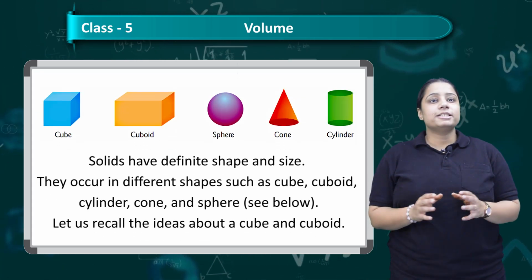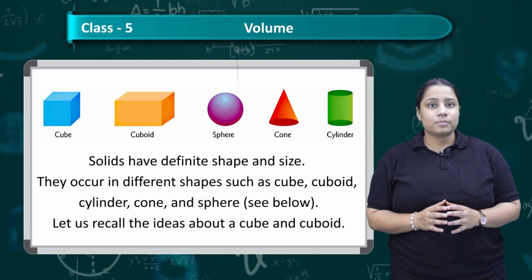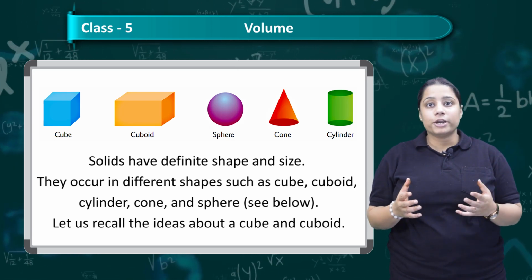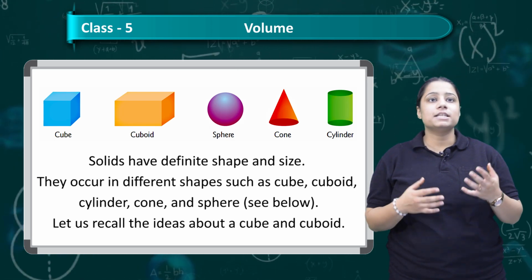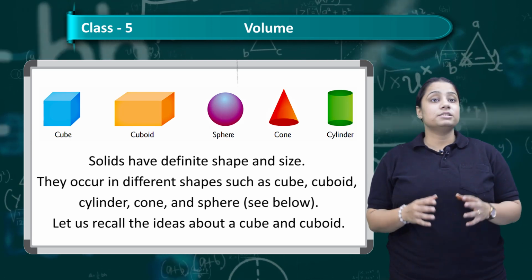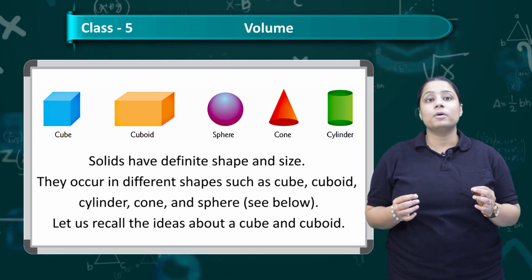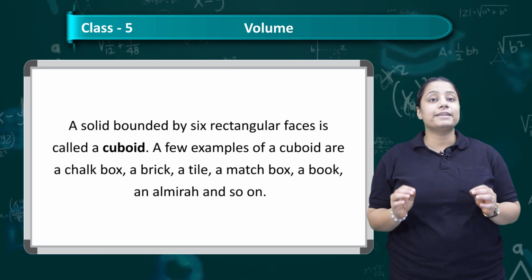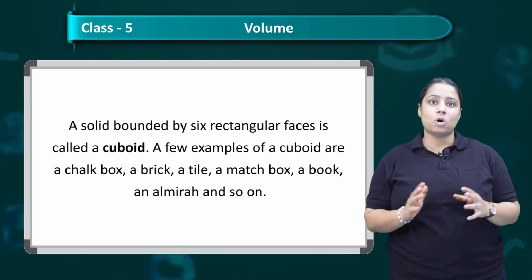Solids. Solids have definite shape and size. They occur in different shapes such as cube, cuboid, cylinder, cone and sphere. See below. Let us recall the idea about a cube and cuboid. Cuboid. A solid bounded by 6 rectangular faces is called a cuboid.